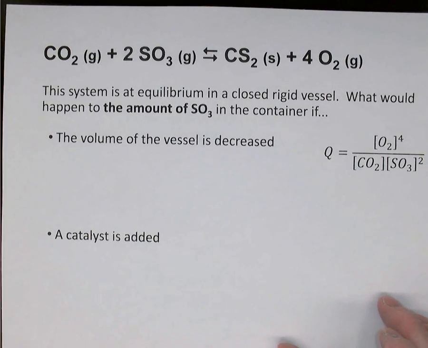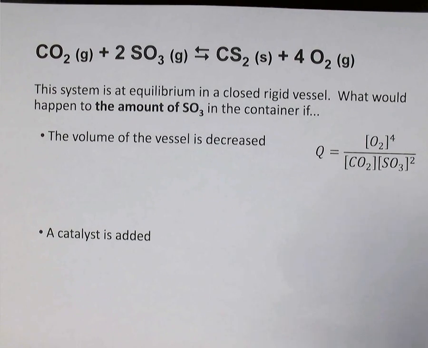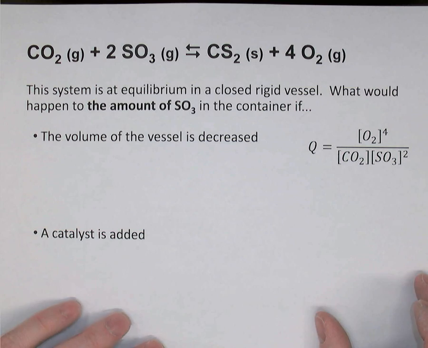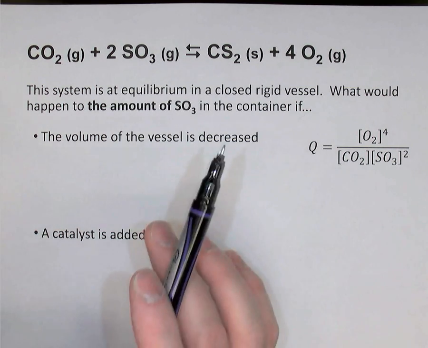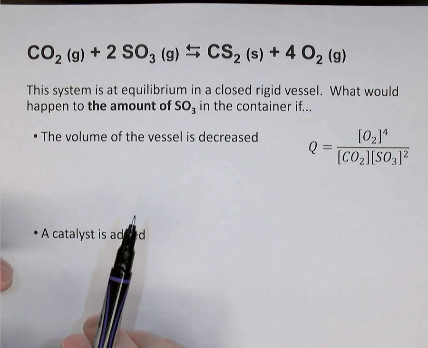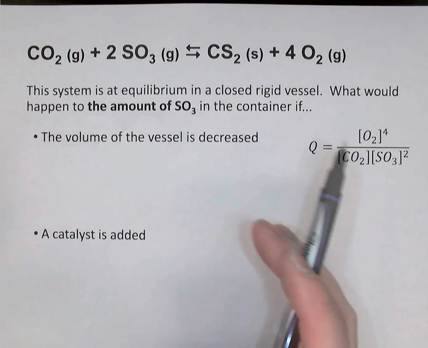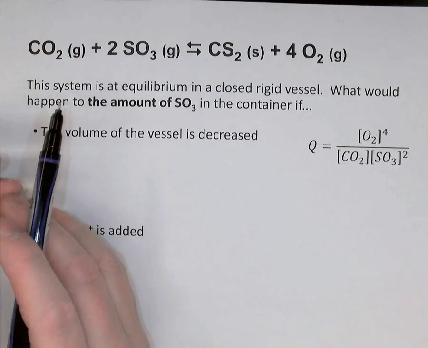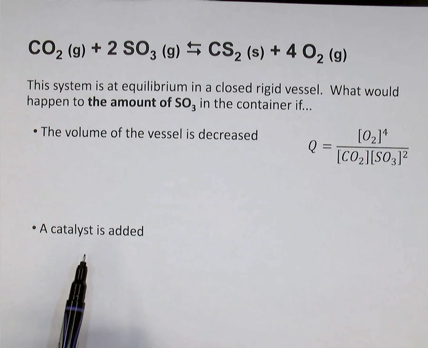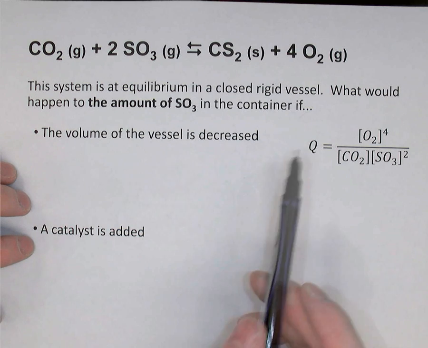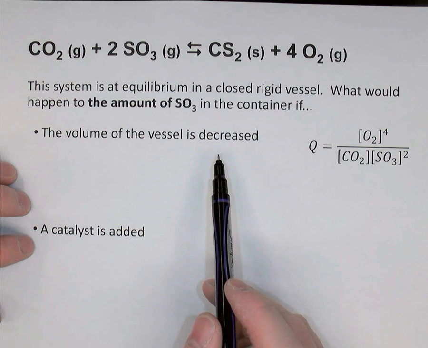What happens if we decrease the volume of this vessel? Decrease the volume of the flask. Now we started by saying it was a rigid vessel, but let's imagine that we've taken the contents and we've transferred everything from this vessel into a smaller container. So we're decreasing the volume. What happens to the amount of SO3?